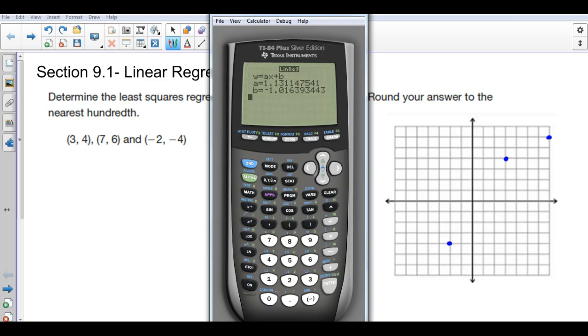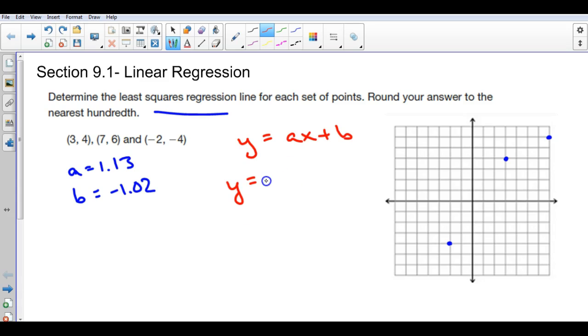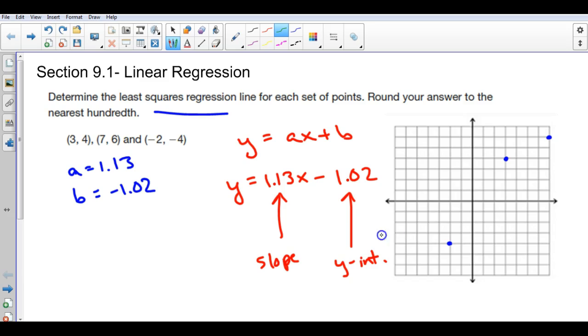So I'm going to copy that down. Again, a is 1.13 and my b value of -1.02. So when it says determine the least squares regression line, what we're going to do is write this equation in this form of ax plus b. So my equation of my line is going to be y equals 1.13x minus 1.02. So your slope is the 1.13, and my y-intercept, so where the function crosses the y-axis, is the -1.02. So I want you to imagine what this would look like.